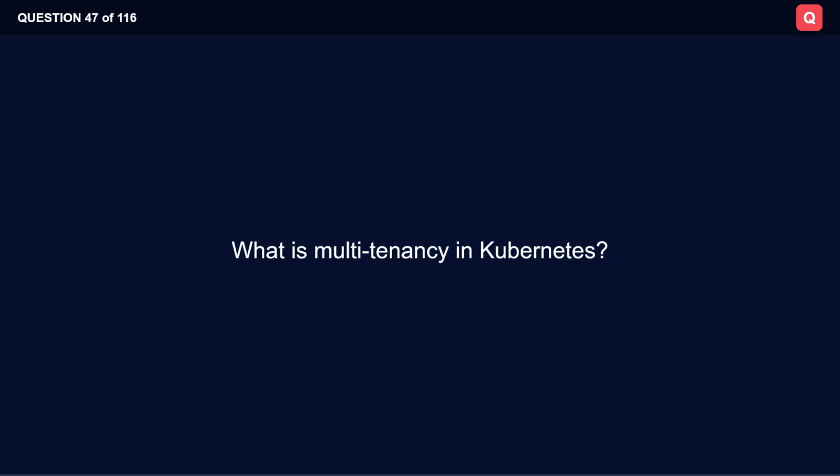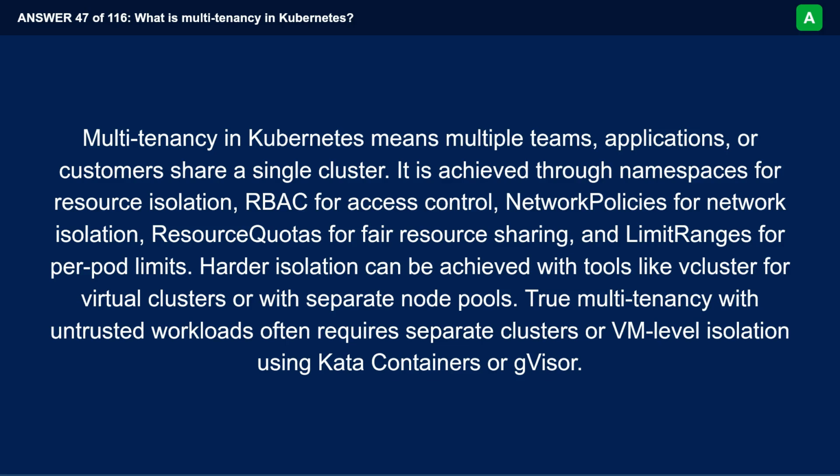What is multi-tenancy in Kubernetes? Multi-tenancy in Kubernetes means multiple teams, applications, or customers share a single cluster. It is achieved through namespaces for resource isolation, RBAC for access control, network policies for network isolation, resource quotas for fair resource sharing, and limit ranges for per-pod limits.